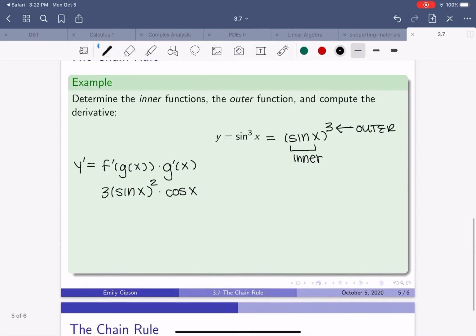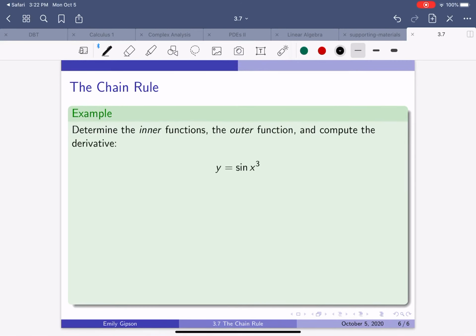And now let's hit you with something a little bit different. This time we have imaginary parentheses that I could have put in, but our outer function is sine, while our inner function is x cubed. So y prime is going to equal the derivative of the outside function, which is cosine, leave the inner function alone, times the derivative of the inside function, which is 3x squared, and we know that from the power rule.